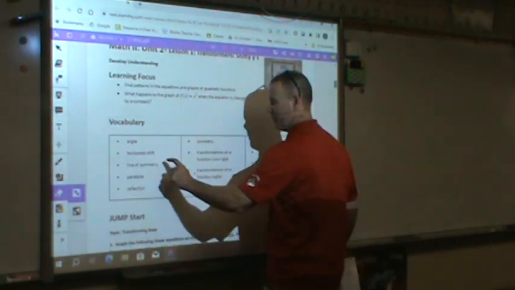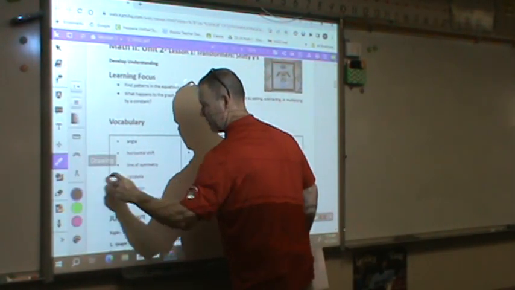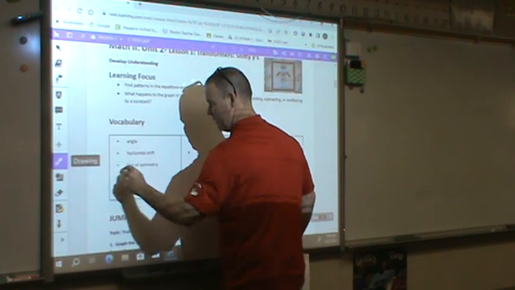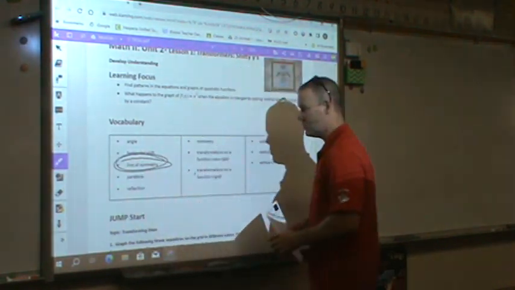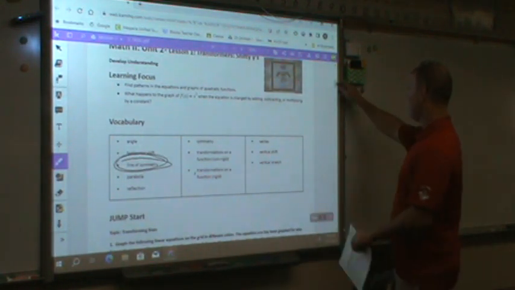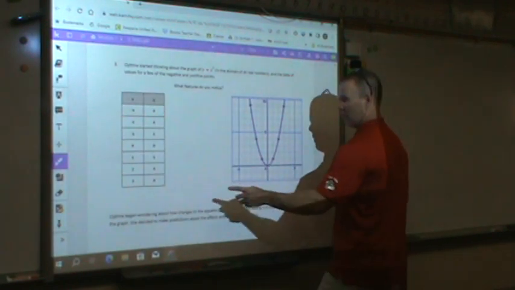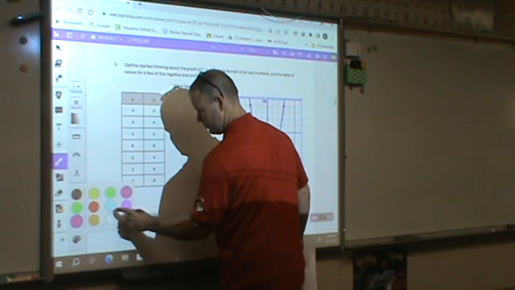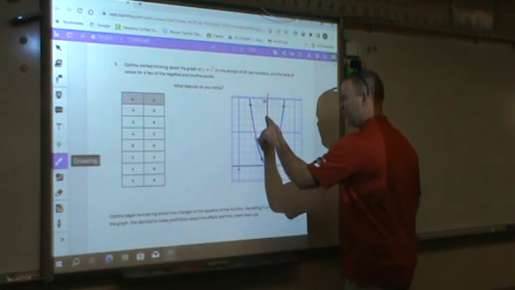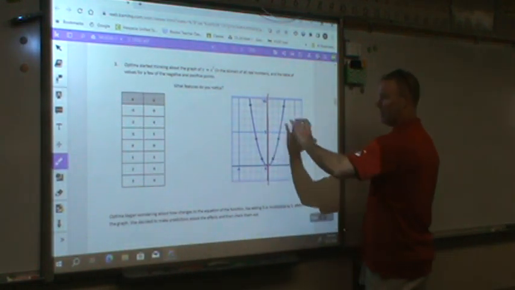In the vocabulary, the biggest thing that came up was line of symmetry. What does it mean by line of symmetry? Line of symmetry is basically what divides something in half. So I'm gonna skip ahead here to this parabola. Your line of symmetry is gonna end up being that line that divides this parabola in half evenly.